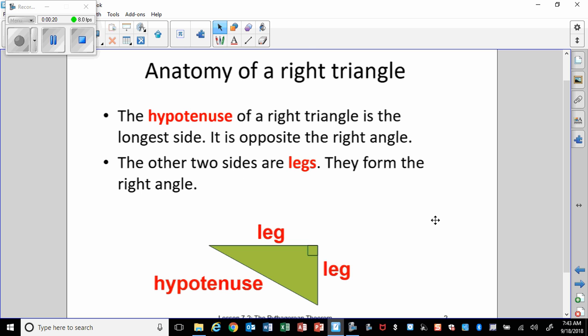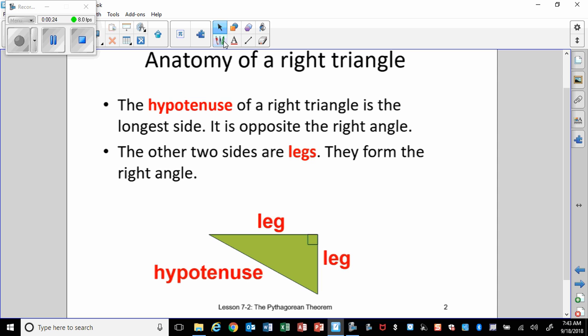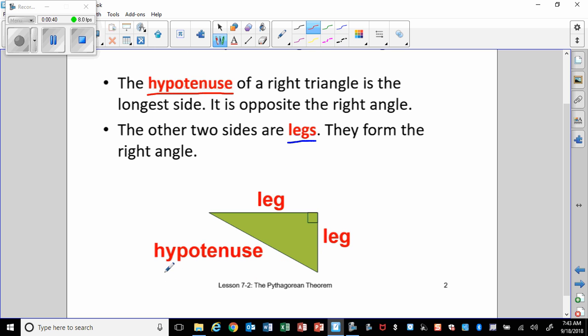This is just looking at the anatomy of a right triangle. And we're looking at a few different items when we're talking about the anatomy of a right triangle. The right triangle has a hypotenuse, and then it is made up of 2 legs. And the hypotenuse, this side here, is always across from the right angle. And then the legs are just the other 2 sides.